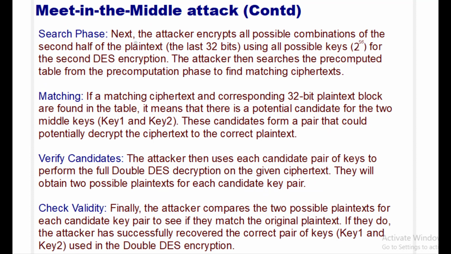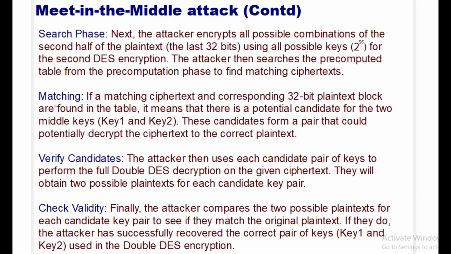Now in the search phase, the attacker encrypts all the possible combinations of the second half of the plain text using all the possible keys for the second DES encryption. So the attacker takes the second half of the plain text and encrypts these 32 bits with all the possible key combinations. Okay, so this is the second phase.